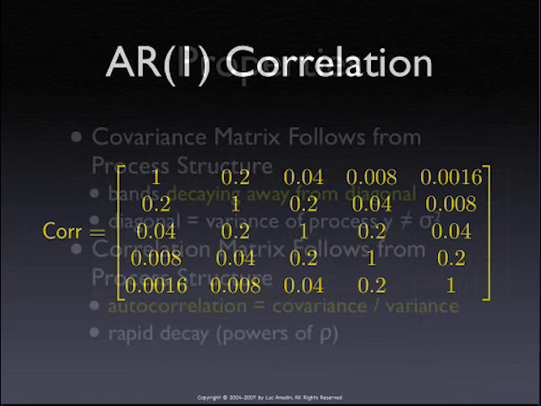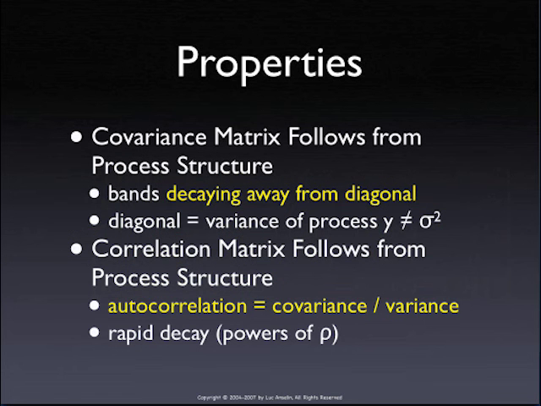So we have the bands. The variance of the process is not the same as the variance of the error term. The correlation and the covariance matrix follow from the process structure. So the process equation, y_t is rho y_{t-1}, gives you the form for the covariance matrix. And now we'll see the same thing in space, but in space it's slightly more complicated.